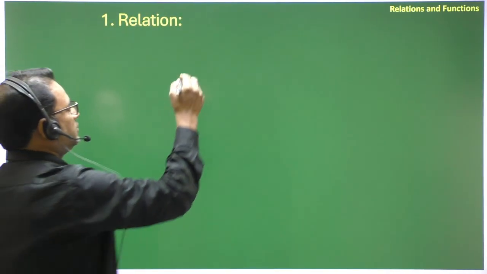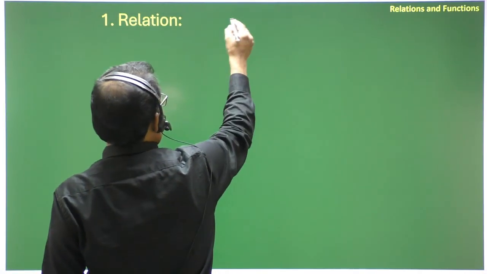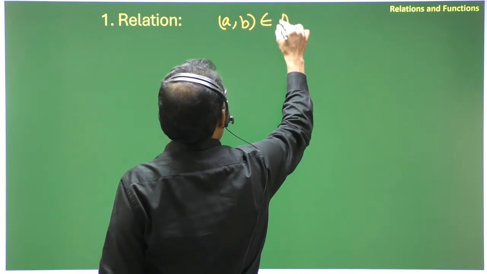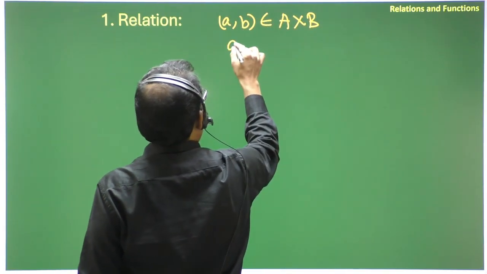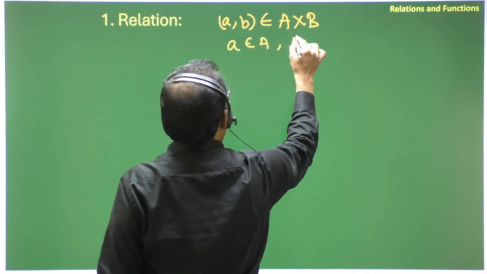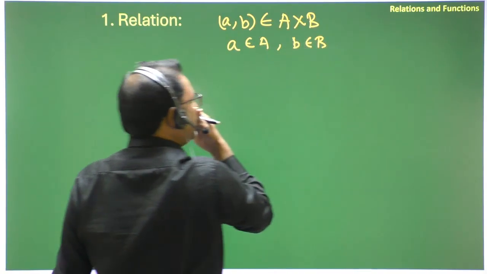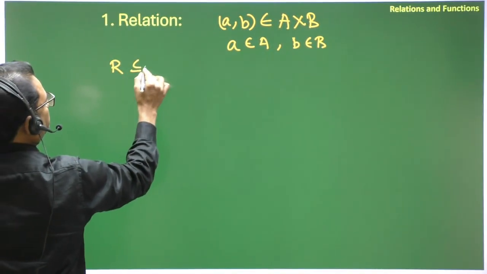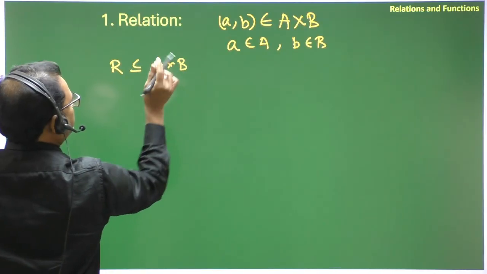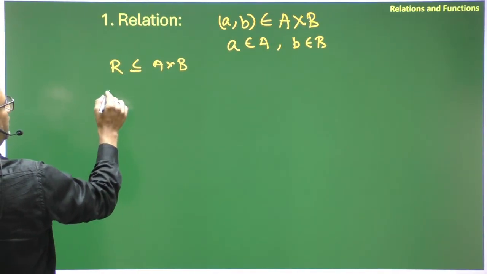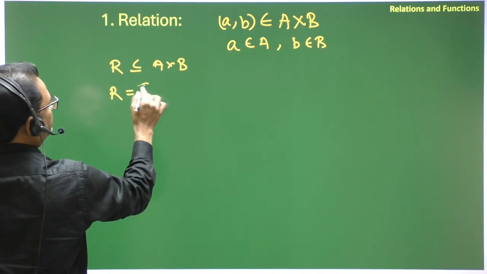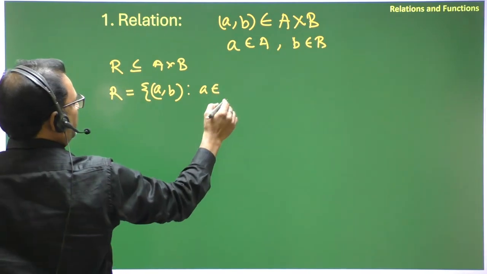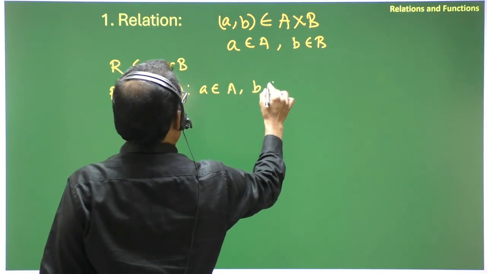In class 11 you already learned about the ordered pair. We know that if we have an ordered pair (a, b) which belongs to A cross B, it means that a is an element of A and b, small b, is an element of B. So what is a relation? A relation is a subset of A cross B. That means you can define a relation in this way: R is equal to the set of all ordered pairs (a, b) such that a is an element of A and b is an element of B.